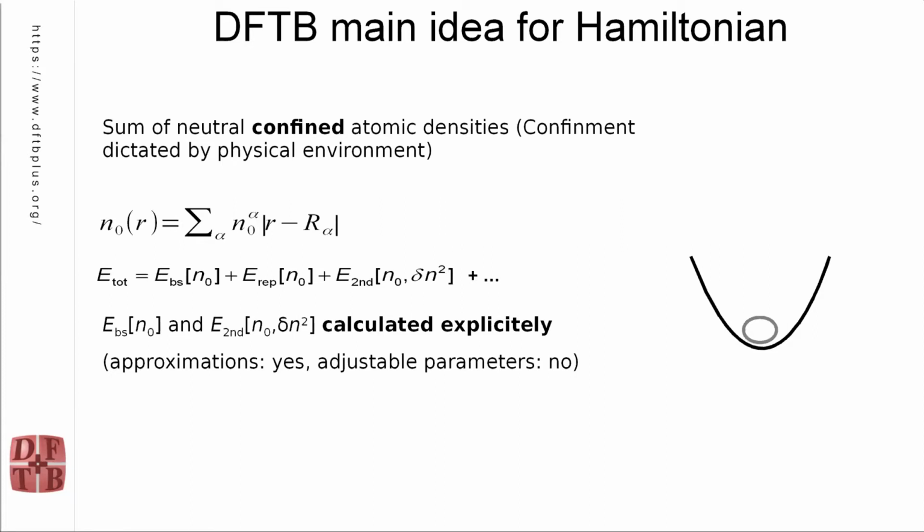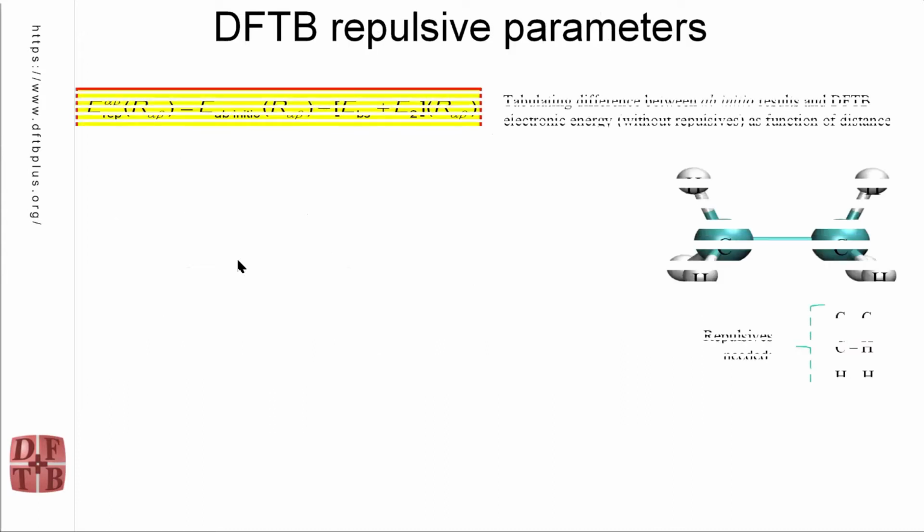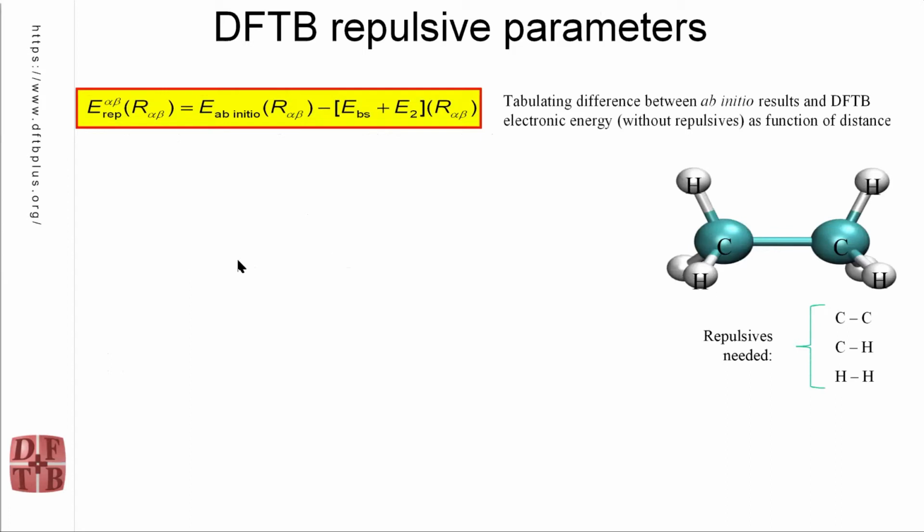So there aren't any adjustable parameters in the electronic structure part of the calculation, but there are approximations. Now the other term, which is where you hide all the physics which is somewhat dented by this approximation for the electronic structure, is this repulsive term on the end. And this is the part that you actually have to build repulsive parameters for.